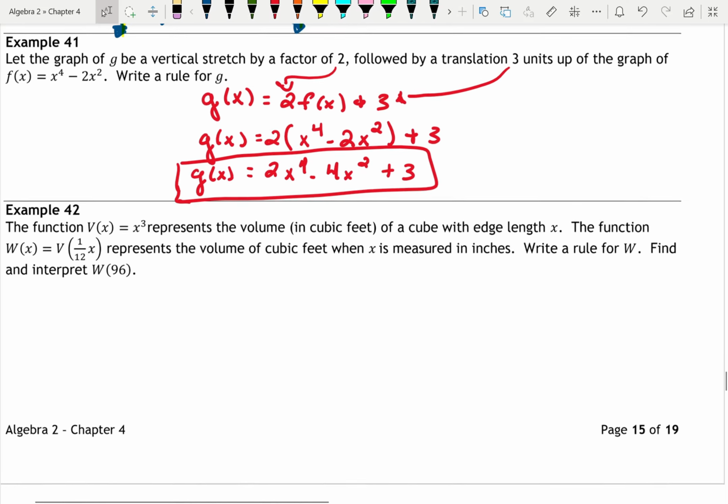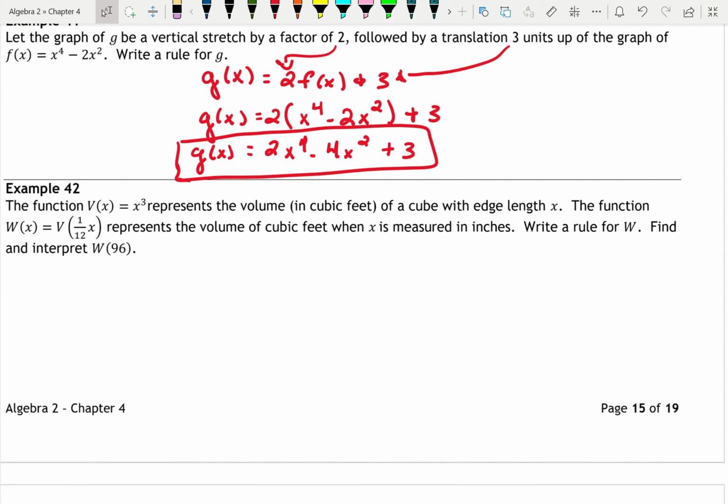Let's look at number 42. The function v of x equals x cubed represents the volume in cubic feet of a cube with edge length x. The function w of x equals v of 1/12 x represents the volume in cubic feet when x is measured in inches. Write a rule for W, and then find and interpret W of 96.